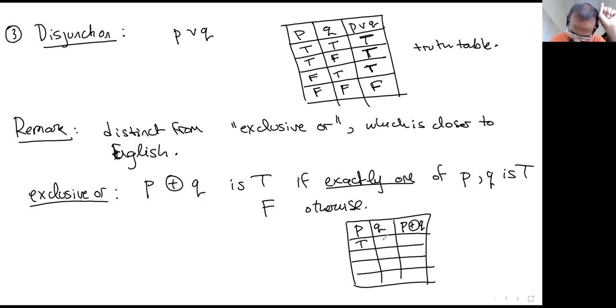So here you have TT, TF, FT, FF. And so this is false here, true here, false here. So you can see that this is a different truth table. So this is a different logical operation. You can think of these as functions, right? They take the truth values of P and Q and spit out a new truth value. That's kind of what the truth table is specifying. Any other questions about this?